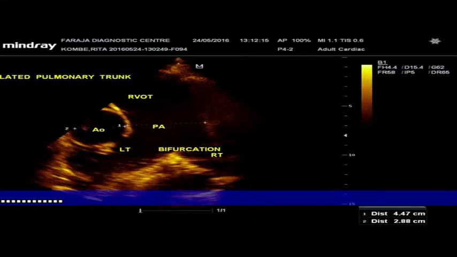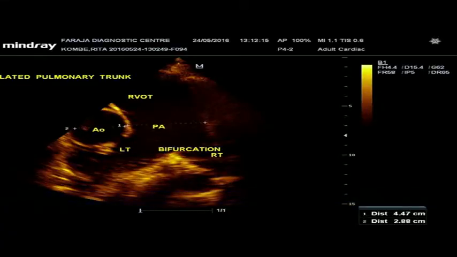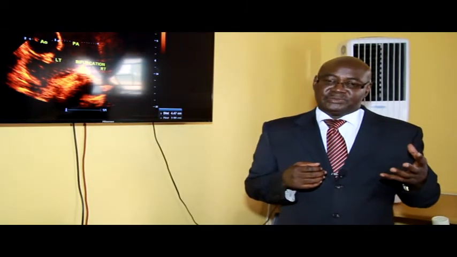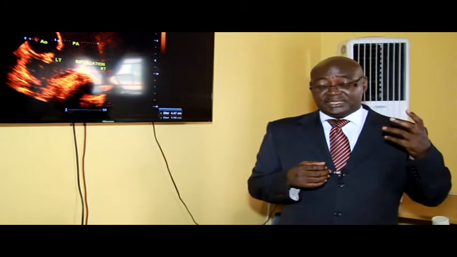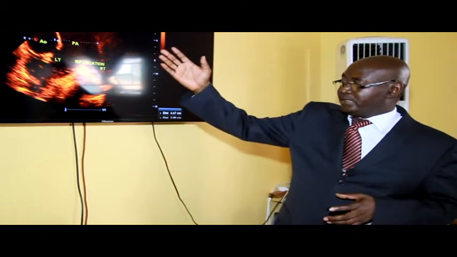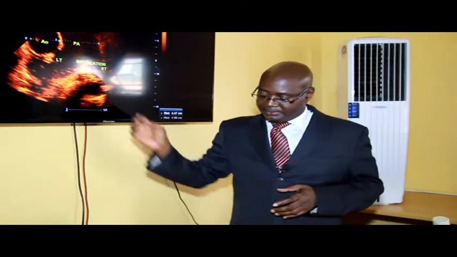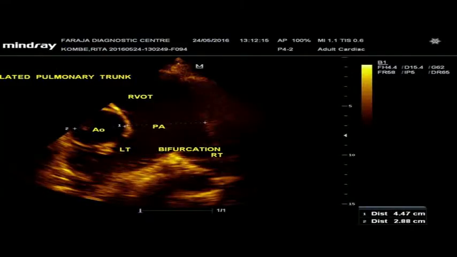The other thing is the dilated pulmonary trunk. As I mentioned, if there are high pressures in the right atrium, there will also be high pressures in the right ventricle, which will be translated into the pulmonary artery going to the lungs. In this case, this is a dilated pulmonary trunk. This is the aorta. The diameter of the aorta as compared to the diameter of the pulmonary artery is supposed to be the same, but in this case we see that the pulmonary artery is dilated.